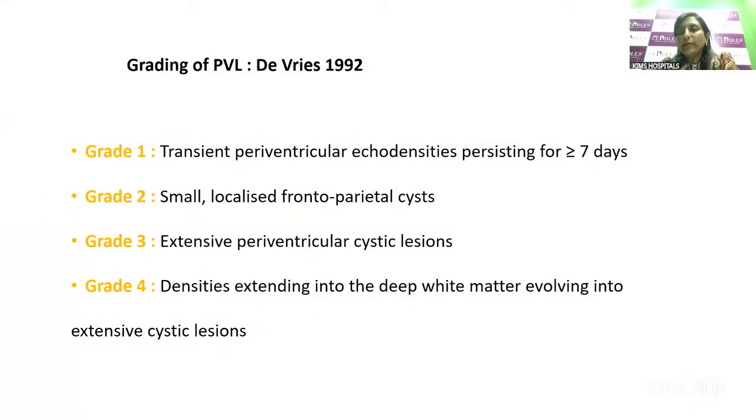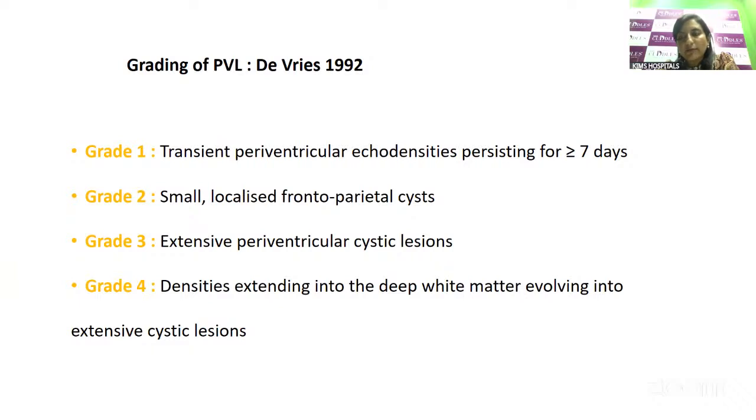So grading of PVL, there are 4 grades. The first grade is transient periventricular echo densities, which are persisting for more than 7 days. So in premature babies, any periventricular echo density within the first 1 week is normal. And beyond 1 week, then we need to keep a watch for PVL.